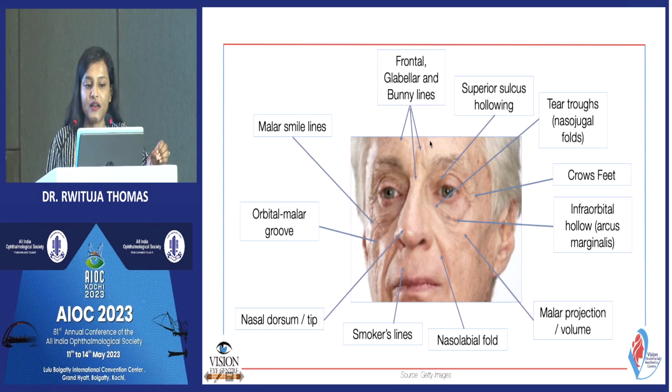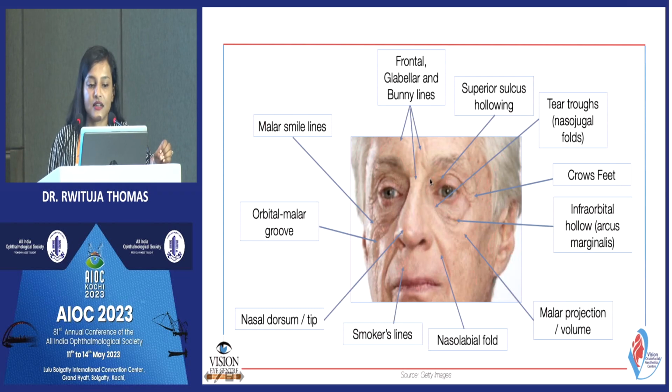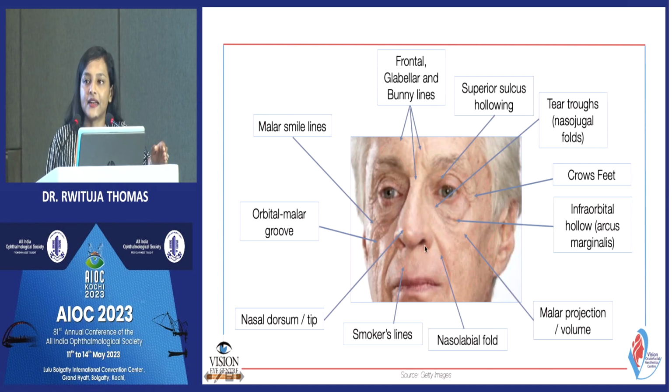So the lines which develop because of the frontalis, procerus and corrugator, the superior sulcus which hollows, that is the superomedial area, and the tear trough which becomes very prominent. The crow's feet as well, the nasolabial fold. Other areas which we don't usually address is the nasal dorsum. So of late, oculofacial plastic surgeons have been going into facial aesthetics as well. So whenever you're doing a non-surgical nose job, that is when you address these areas.